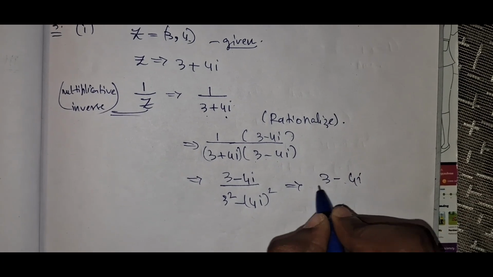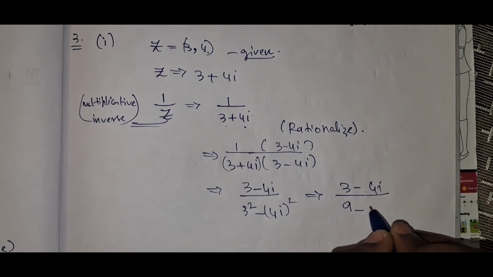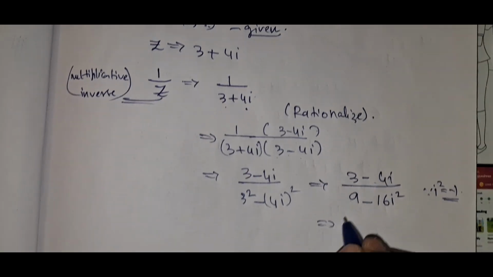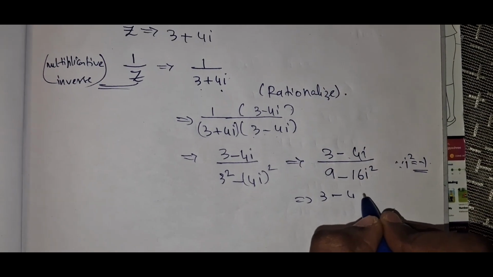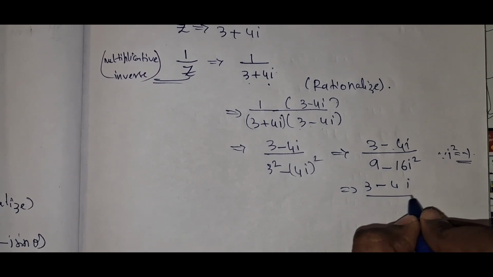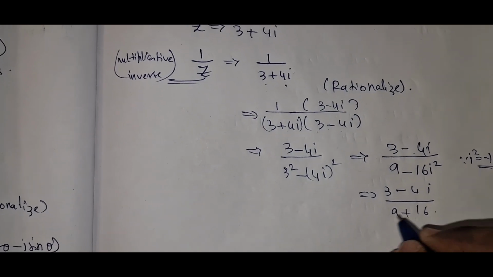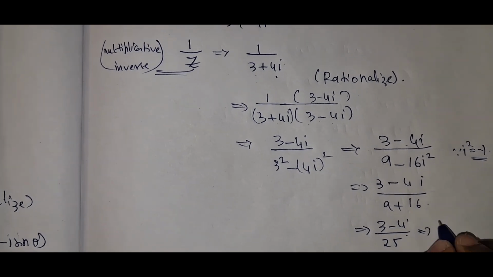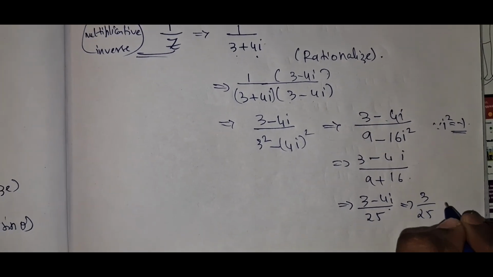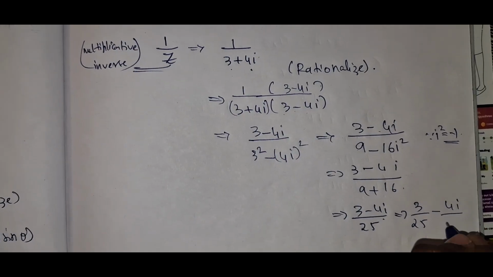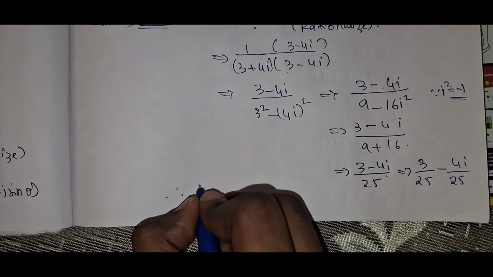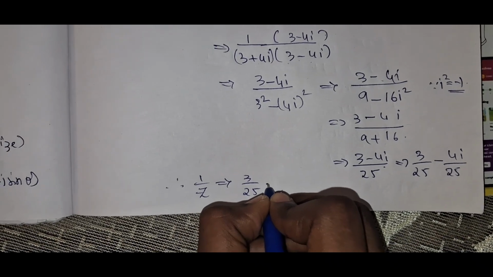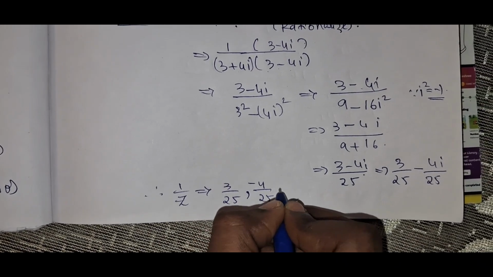which is equal to 3 minus 4i by 9 minus 16i square. Since i square is equal to minus 1, we get it as 3 minus 4i by 9 plus 16, which is equal to 3 minus 4i by 25. We'll write it as 3 by 25 minus 4i by 25. Therefore the multiplicative inverse of the given number is 3 by 25 comma minus 4 by 25.